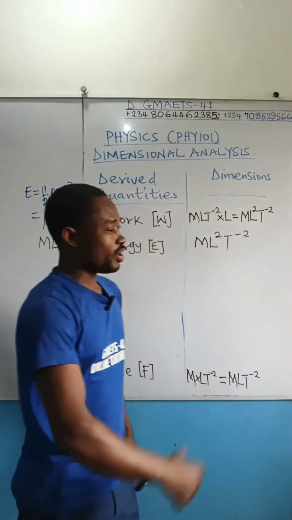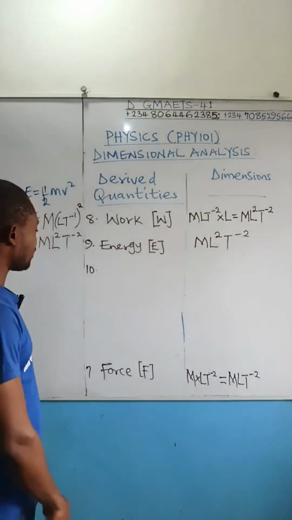Let me create a path for a ray of light to come in, in case the light goes off.